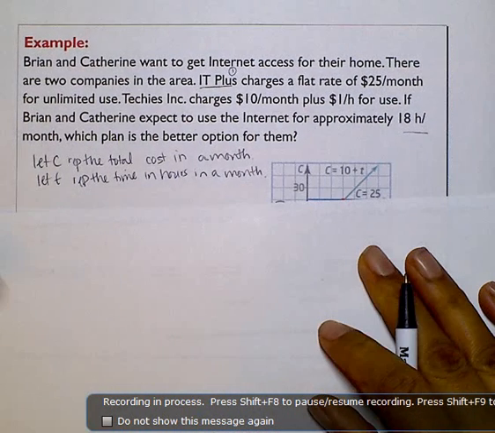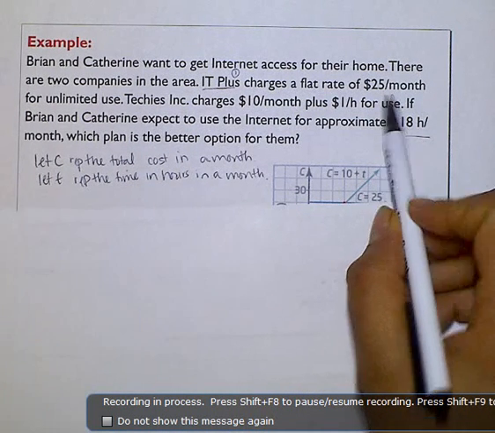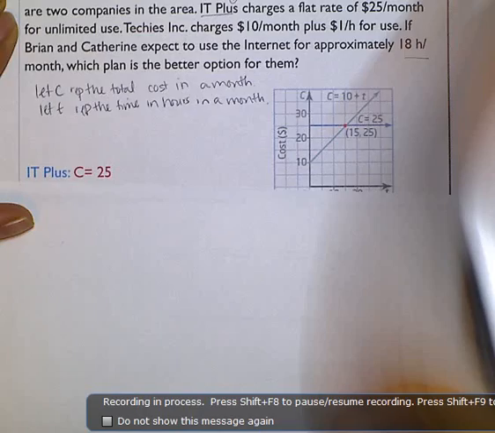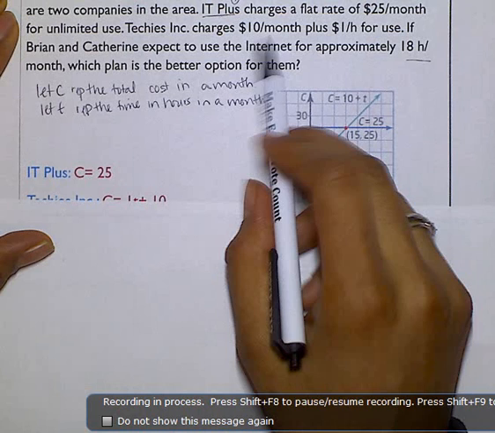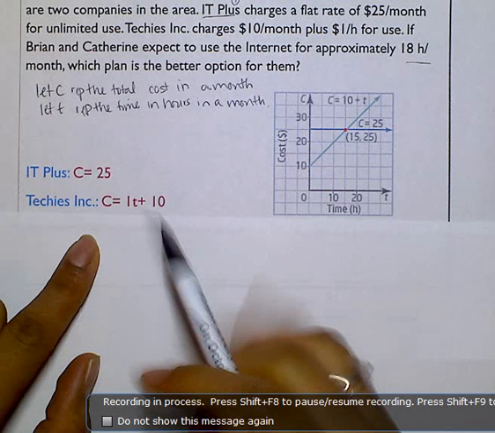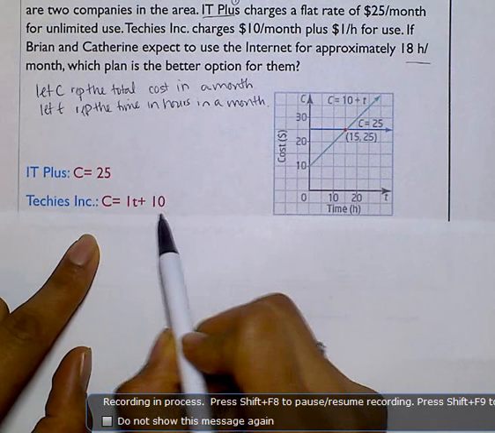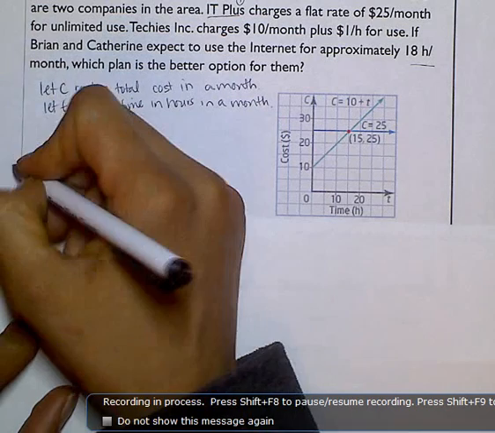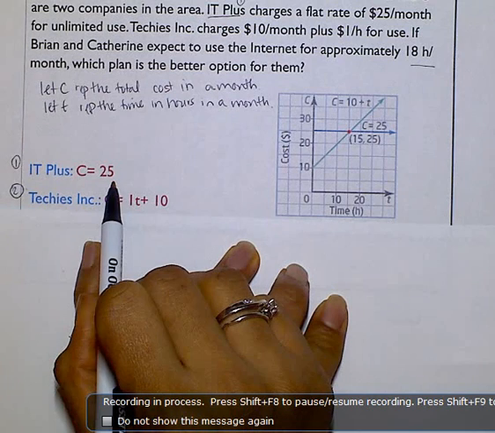So no matter how many hours I use this, I just have to pay $25 and that's it. And my second equation, it's $10 per month plus $1 for every hour that I use the internet. So Techies Inc. is going to be C = 1T, so T represents the number of hours, plus 10, and 10 is my fixed cost. So once I've got my two equations set up, I'm going to go ahead and graph these. So for the first one, C equals 25. There's no slope here, it's just a y-intercept, and that y-intercept is basically continuing. So in this case, you're just going to draw a horizontal line at 25 across, and that is going to be IT Plus.